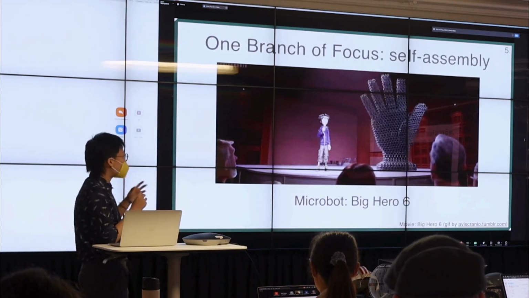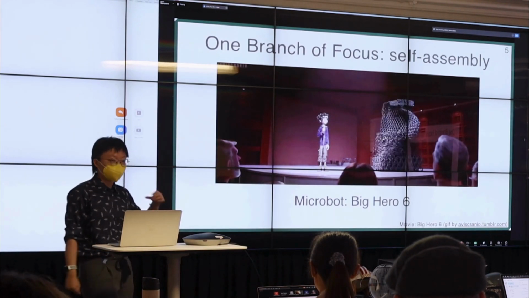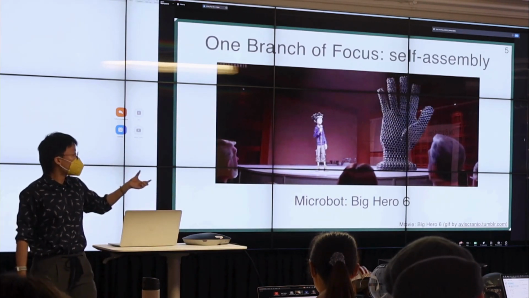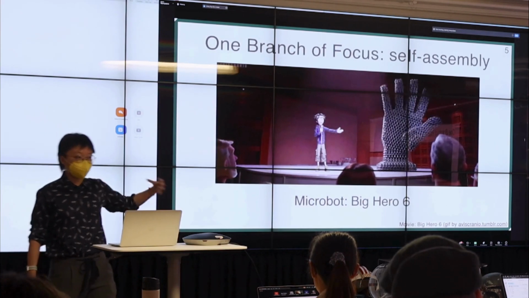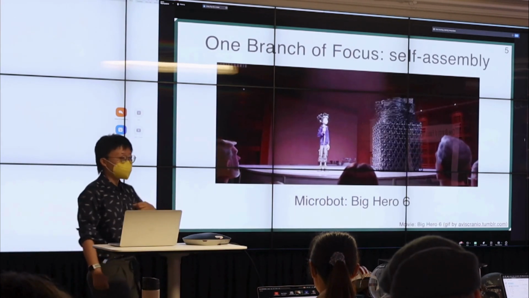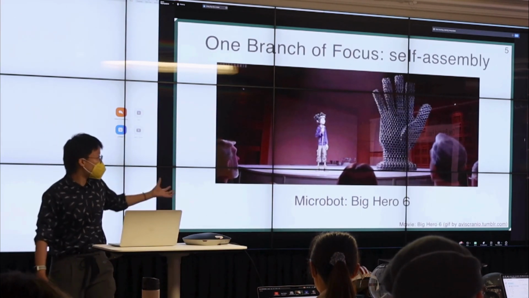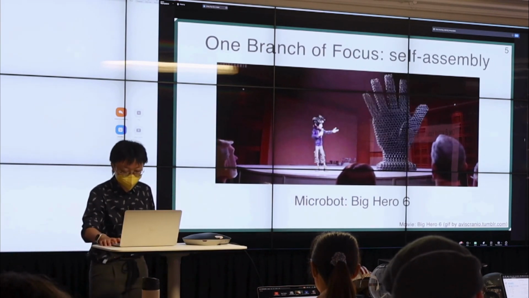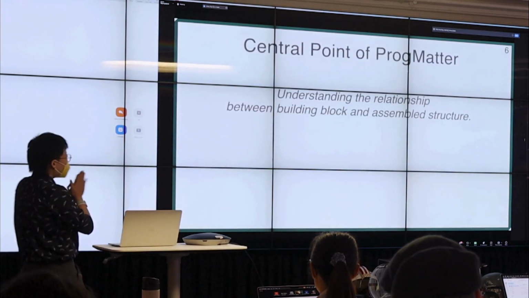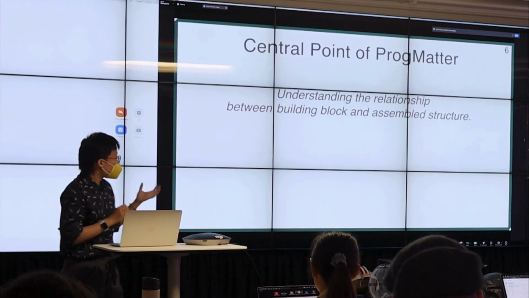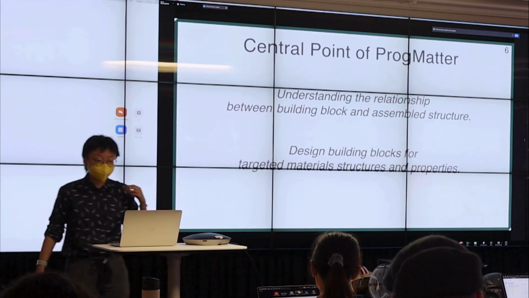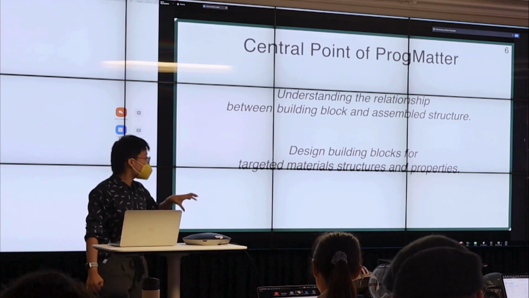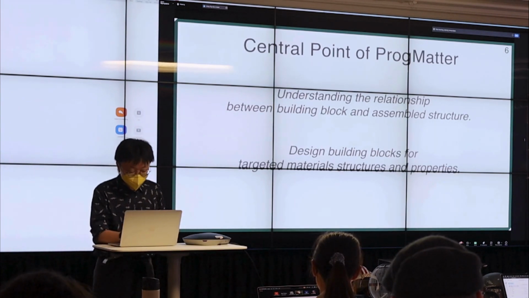And so this is the research I think about: what kind of building block we need to assemble into a structure, or if we need a particular structure, what kind of building block we need to achieve that. As I said, we want to understand the relationship between building blocks and assembled structures, and we also want to design building blocks for target material structures and properties.